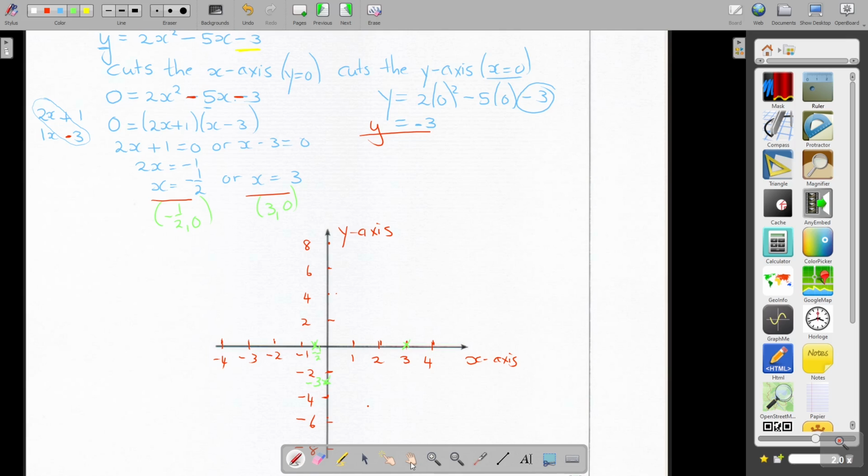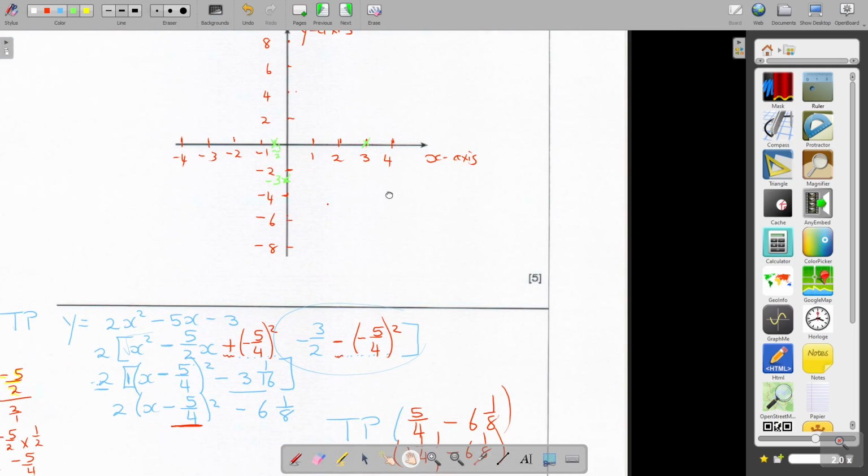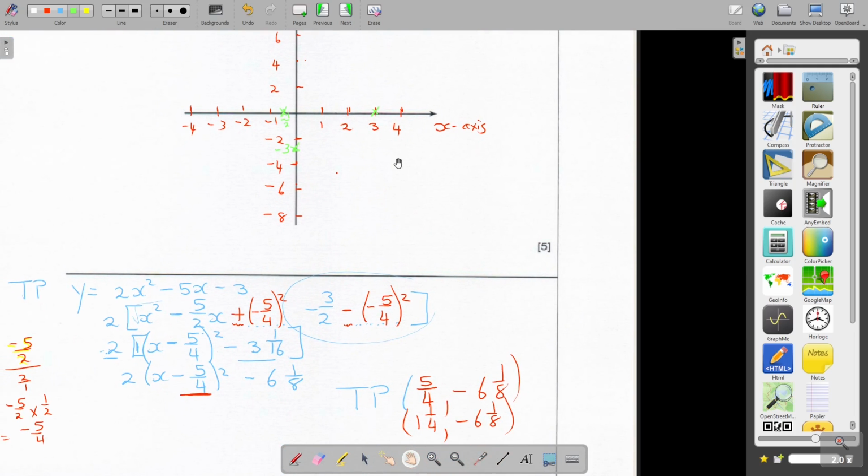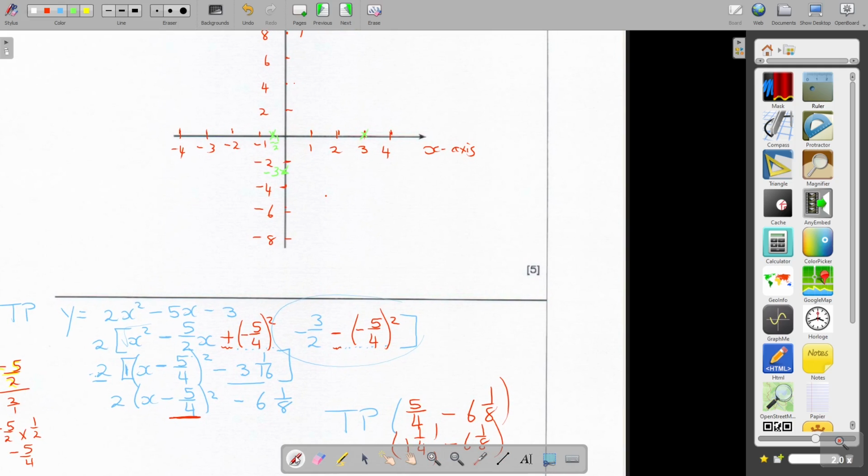Now the turning point was that 1 1/4, remember, I'm going to rewrite it here. So the turning point was 1 1/4 and negative 6 and 1 over 8. So 1, there is 1, okay, and 1/4. So there's the half, and there it's 1 1/4, so there. And then negative 6, I go down, down, down, down. Negative 6 and 1 over 8. It's a little bit closer to the 6. I just want to see. So it's almost like that.